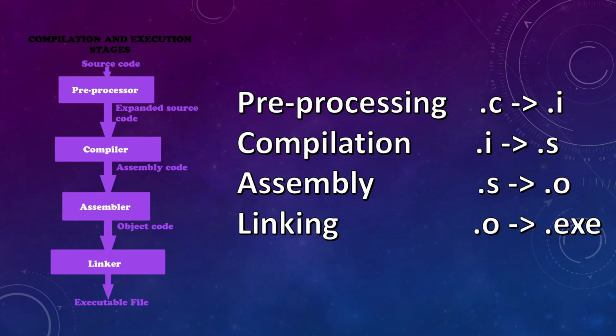Here is a slide which will easily tell you what files are generated in each process. Our first process is pre-processing, right? In that process the .c file which we created will be converted to a .i file. In the compilation process the .i file is converted to a .s file. In the assembly stage the .s file is converted to an object file, which is a .o file, and while linking, the .o file is converted to a hex file or the executable file.